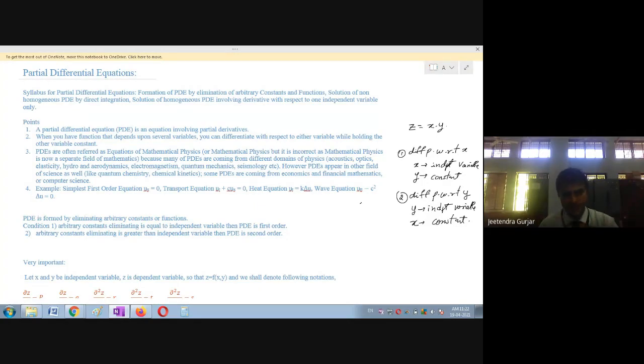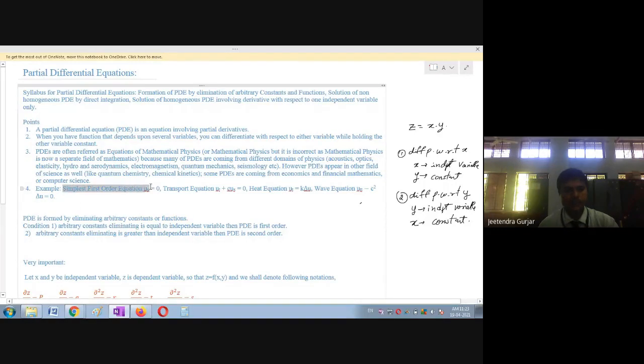Like this, they are in different domains. However, PDE appears in other fields of science as well. Where does it appear? Quantum chemistry, chemical kinetics. Some PDEs are coming from economics. Students, very well. PDE is also used in economics, as well as financial mathematics, or in computer science. Here I have just taken a few examples.